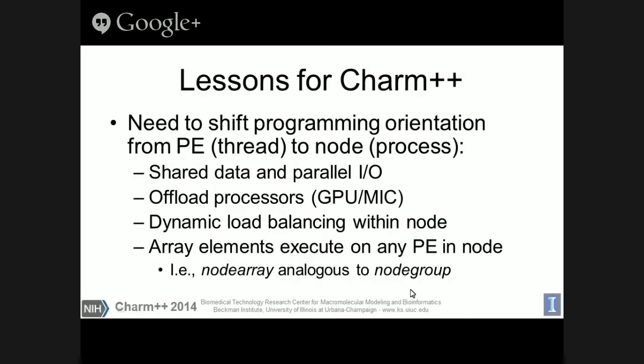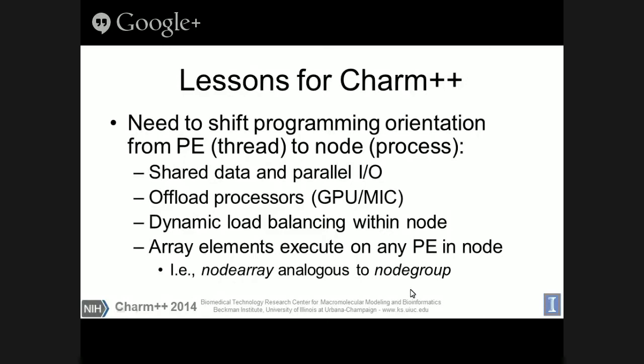Parallel I/O, you want to distribute that across nodes and physical nodes. You have various offloading processors such as GPUs or MIC processors. Those really have to be managed at the node level. You can't multiplex things from every host thread onto these. Dynamic load balancing within a node should be pretty much free. And finally, the change that I'm looking for is to be able to have array elements, rather than being mapped to specific PEs, able to process entry points at any PE in the node.